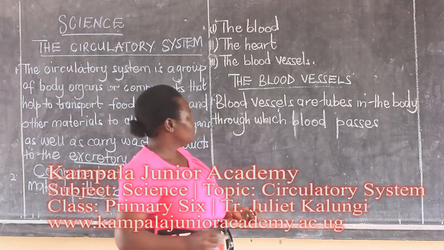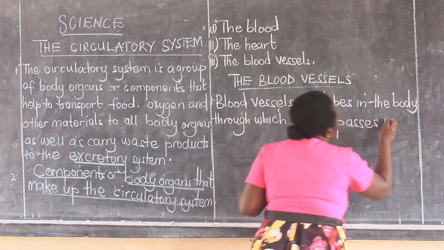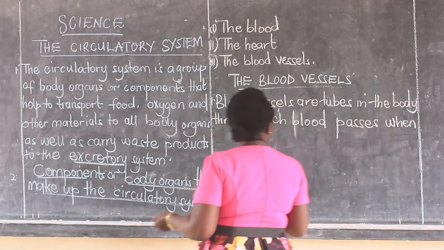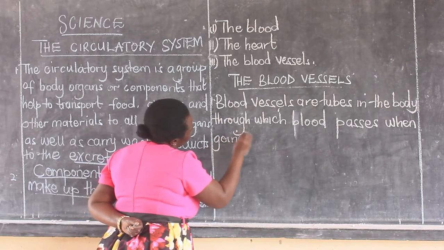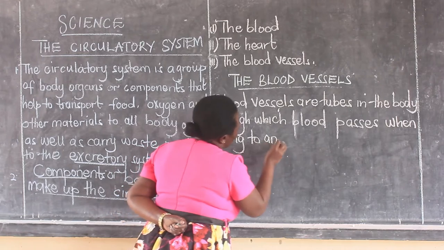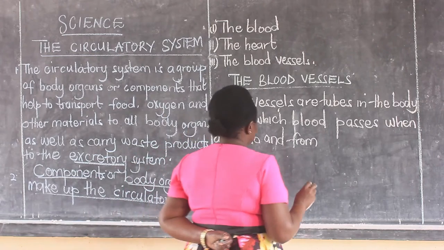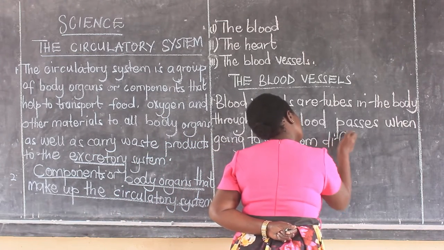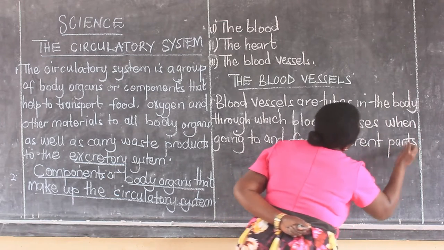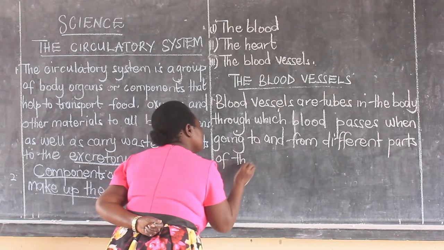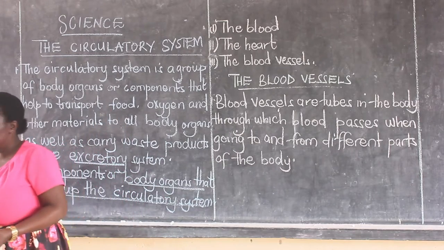Learn as I'm repeating. Blood vessels are tubes in the body through which blood passes when going to and from different parts of the body. Yeah, that is it. Those are blood vessels.